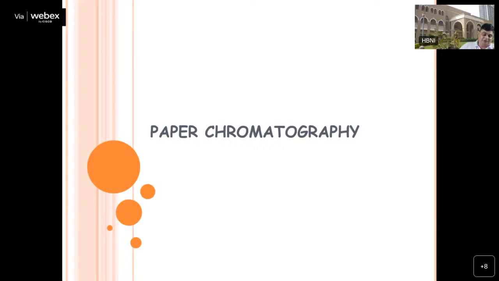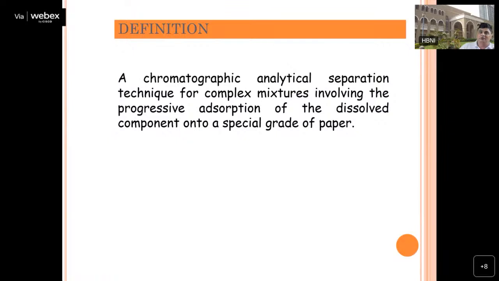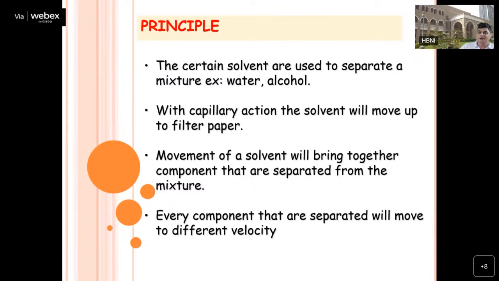So this is, in brief, about paper chromatography. It is a chromatographic analytical separation technique for complex mixtures, involving the progressive adsorption of the dissolved components onto a special grade of paper. The principle is that certain solvents, for example water or alcohol, are used to separate a mixture. With capillary action, the solvent will move up the filter paper, and the movement of the solvent will bring along the components that are separated from the mixture. Every component that is separated will move at a different velocity.